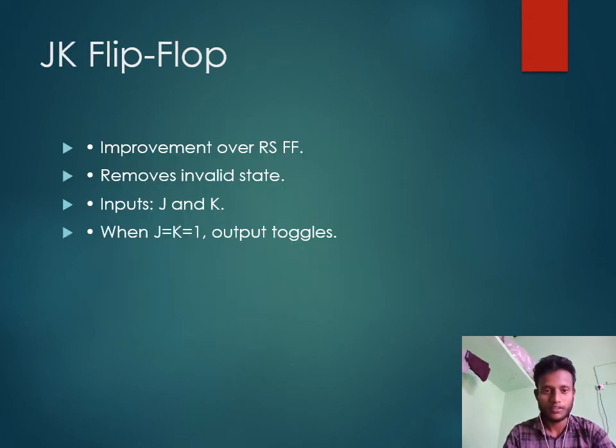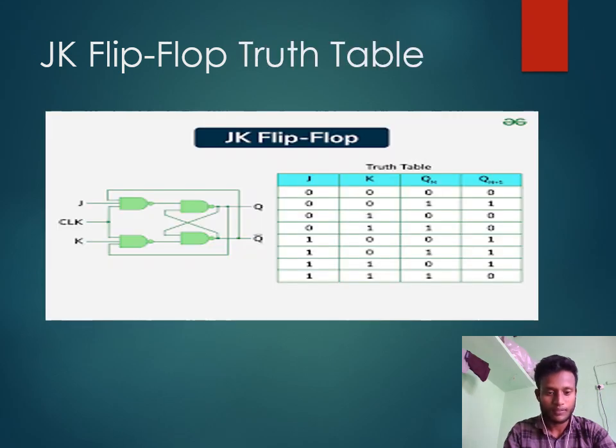We are going to the JK flip-flop, to overcome the invalid state. To remove the invalid state in the inputs, we use the JK. If J equal to 1, K equal to 1, the output toggles. Toggles means it changes between 1 and 0 within seconds, 1 to 0, 1 to 0, 1 to 0. That is nothing but the toggle state.